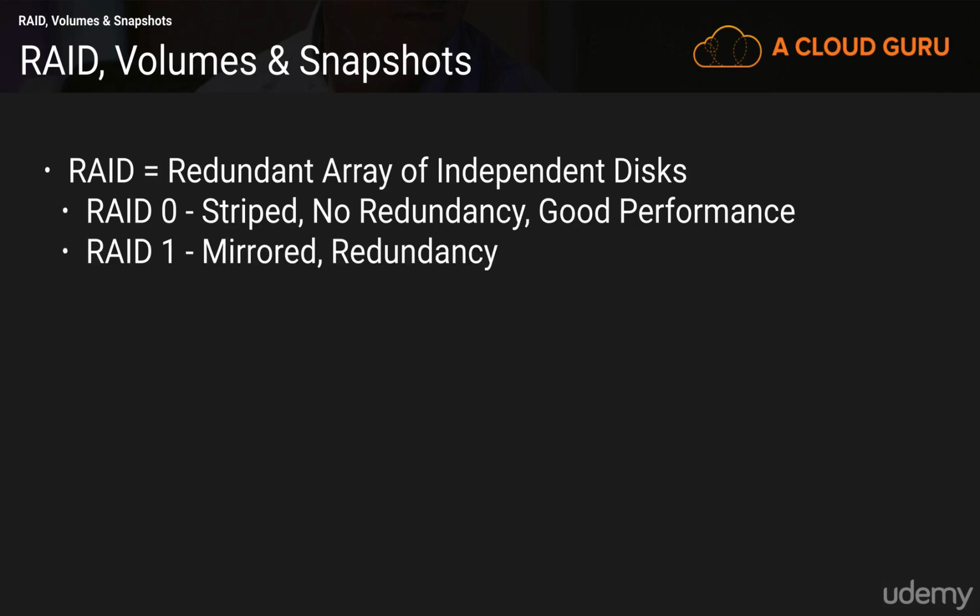you will lose your entire RAID array. You then get RAID 1, which is mirrored, and essentially that's where you've got one disk and you mirror an exact copy of it to another disk. So that's called a RAID 1. The good thing about RAID 1s is you get redundancy. So if one disk fails, you can still use the RAID array using the other disk.